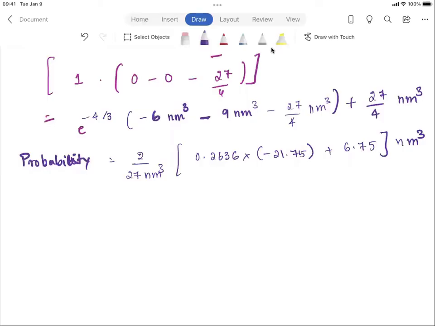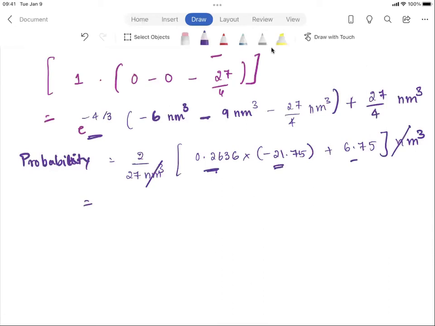I have evaluated the exponential term and it turns out to be something like this. And I basically carried out the addition here and I get this. And this term is this. And all of these have the nanometer cubed in common, so I just took it outside. Now I'm just going to cancel that out, which makes our probability unitless, which is what it's supposed to be.